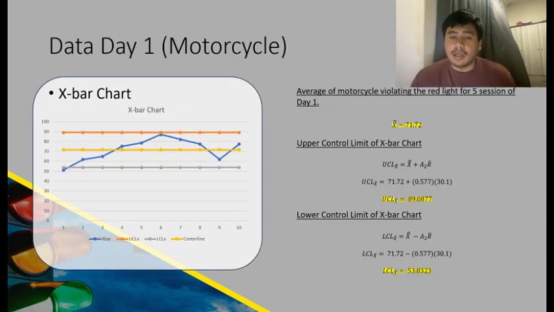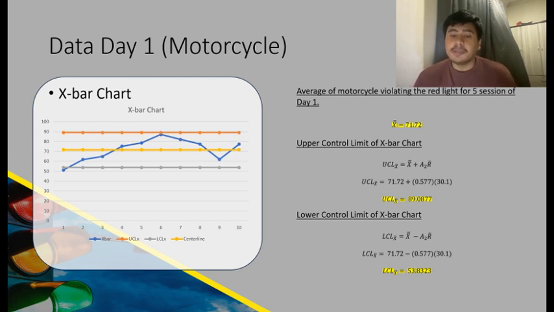Example, which is at day 1 of motorcycle. This includes all 5 sessions, session 1, 2, 3, 4 and 5. So you can see the average of motorcycles violating the red light for 5 sessions of day 1 is 71.72. Meanwhile, the upper control limit of the X bar chart of day 1 for motorcycle is 89.0877. For the lower control limit, we get 53.8323.